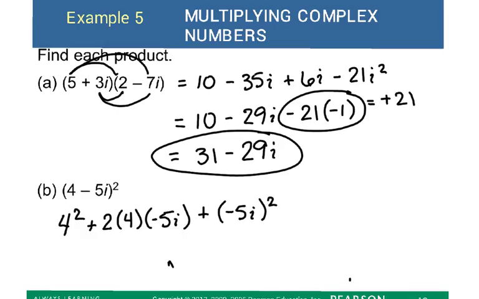Now simplify this. When we simplify this, what we end up with is 4 squared, that's 16. And then all of this, 2 times 4 times -5i, that ends up giving us -40i. And then this over here, -5i squared, that gives us 25i squared. Because -5 times a -5 is a positive 25.